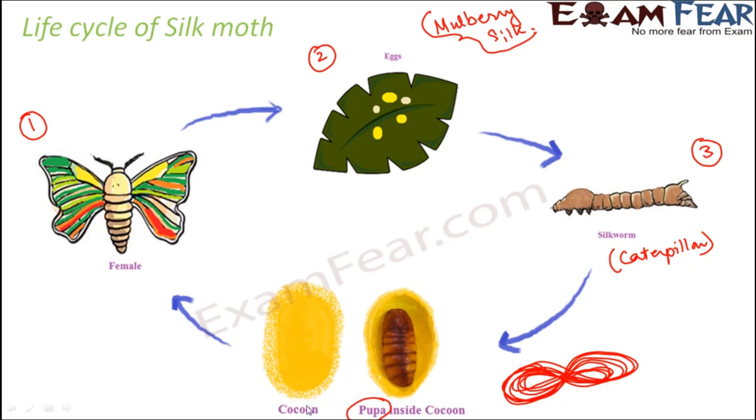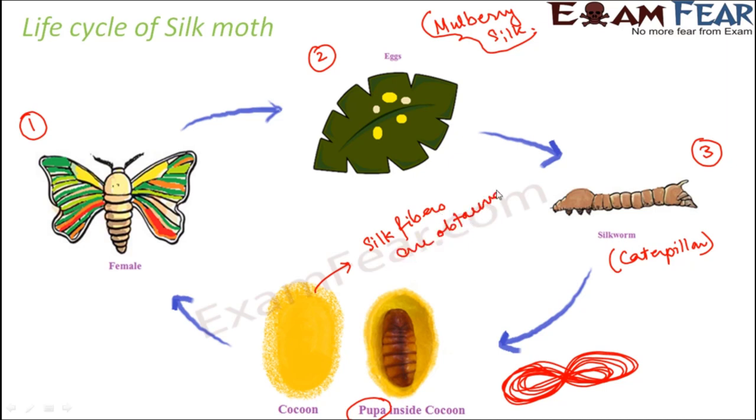Now from outside the cocoon will look like this, and inside the cocoon would be the pupa, and this pupa will gradually keep growing, and it will form the adult silk moth inside the cocoon itself. Once it becomes the adult moth, the adult moth will come out of the cocoon. And from where do we get the silk fibers? The silk fibers are obtained from the cocoon, once the adult silk moth has gone out of it.